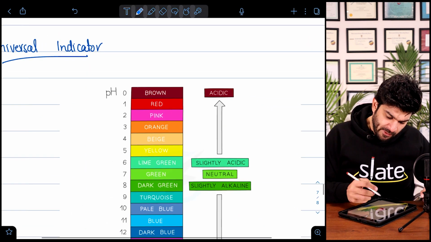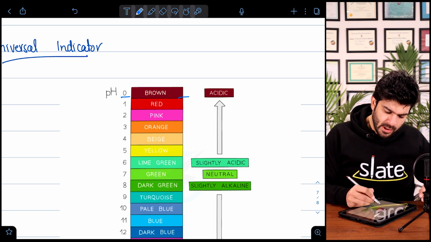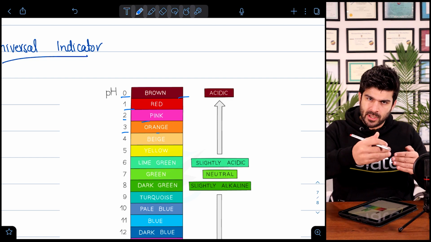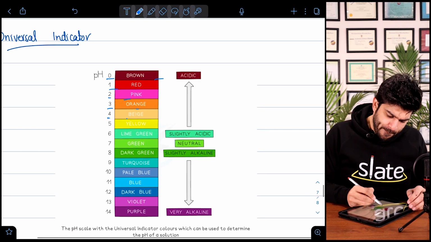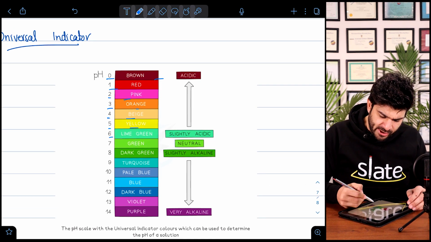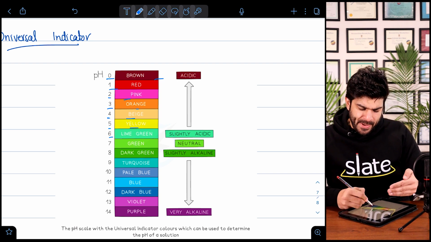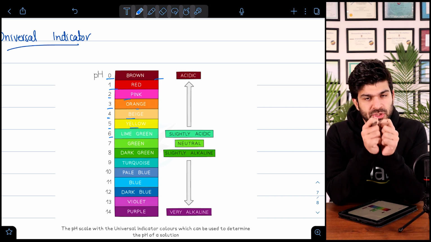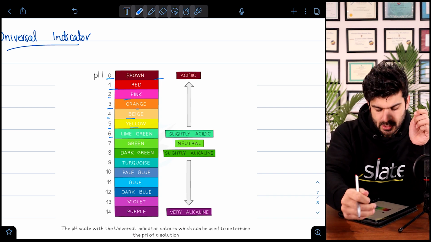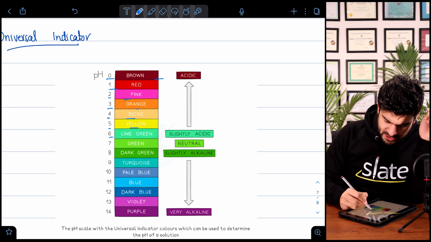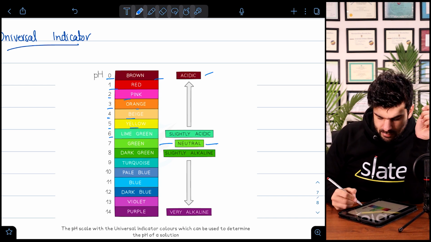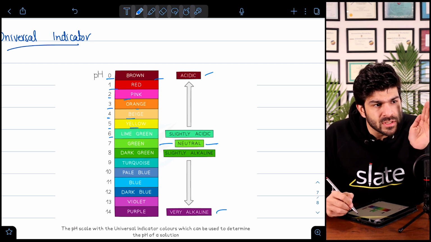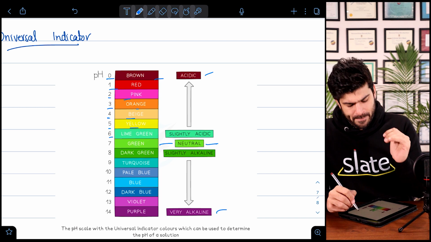Now look at this. If the pH is 0, acidic, it's brown. If it's red, it's 1. 2, pink. 3, orange. It's like rainbow colors. 4, beige. 5, yellow, lime green, green. It gets darker, turquoise, pale blue, blue, dark blue, violet, purple. So we just match the shade card with the solution and we find out the pH; if it's neutral, that's green. But do we get the exact pH? No, it will just give us the pH value of pH is 1, pH is 8.